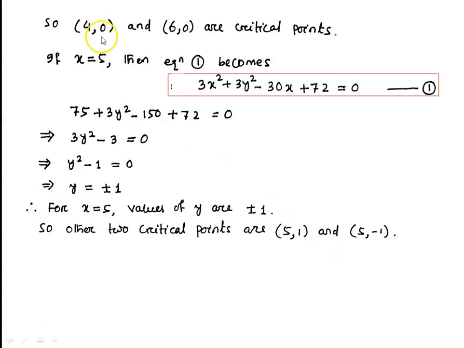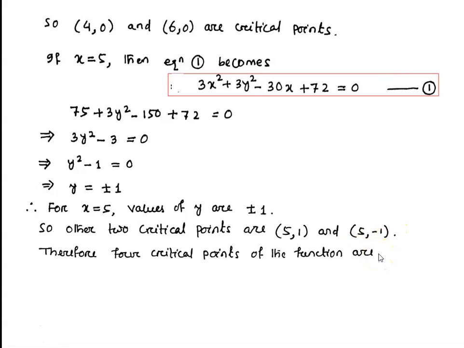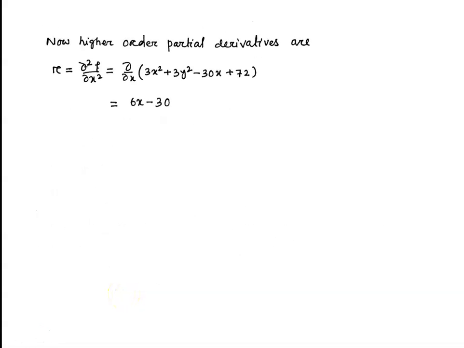So in the first case, we got two critical points, (4, 0) and (6, 0). And in the second case, we get two more critical points, (5, 1) and (5, -1). Therefore, the four critical points of the function are (6, 0), (4, 0), (5, 1), (5, -1). Now we have to check one by one at which point the function has extreme values. Let us now evaluate the higher order partial derivatives.